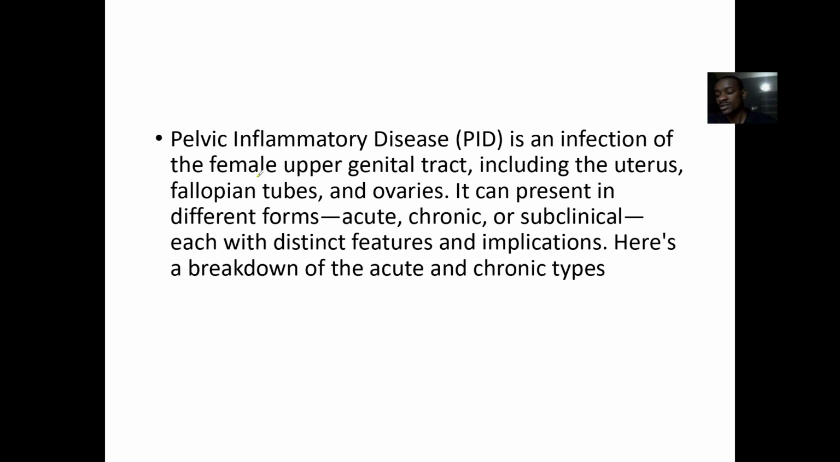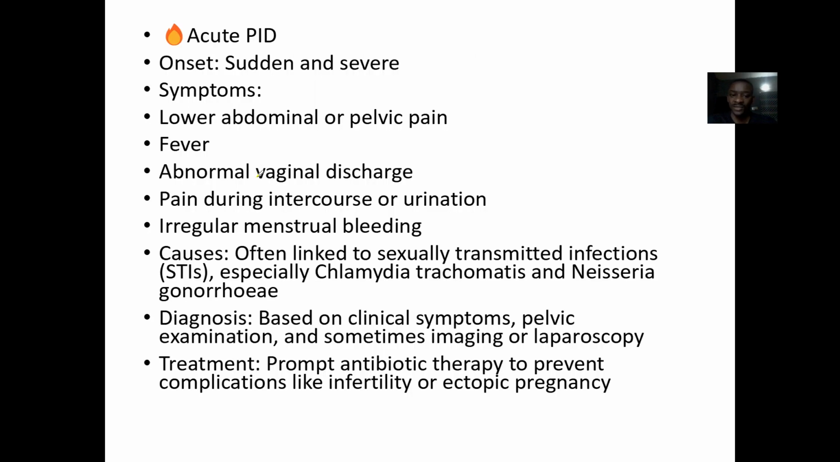Then there is the subclinical form, which you can't really pick up. The patient is not feeling issues, although the disease is there. It's just mild, you know. So breaking them down, the acute one is sudden and severe. It's happening so quick, and the patient is feeling intense pains and all of that. So you can have low abdominal pain or pelvic pain, fever, abnormal vaginal discharge, pain during intercourse or urination, irregular menstrual bleedings.